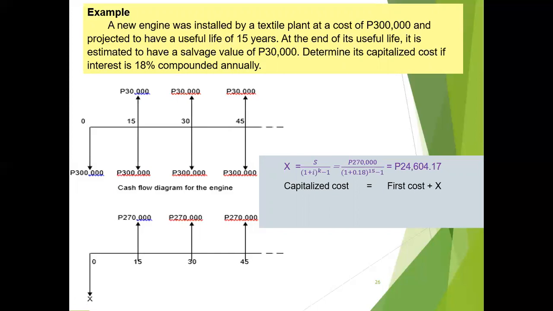So capitalized cost is equal to first cost plus X. Then we have 300,000 plus 24,604.17. We have a capitalized cost of 324,604.17 pesos. So here, it falls under case 2, since you have only replacement. Case 1 is operation, then case 2 is replacement. So you replace your engine every 15 years.